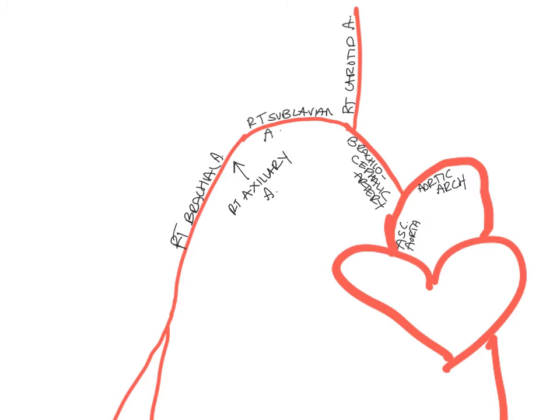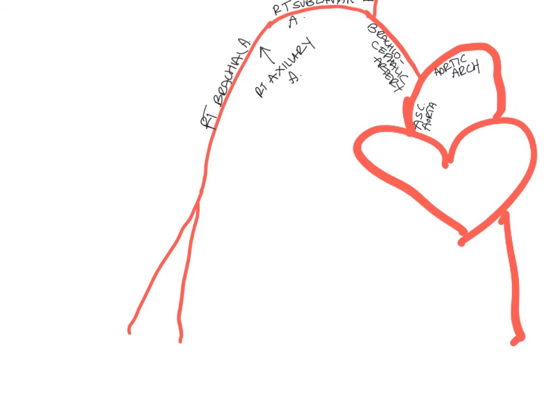And then as it travels through your lower arm, it branches into two, and it follows your radius and your ulna, and it is known as your right radial artery and your right ulnar artery.